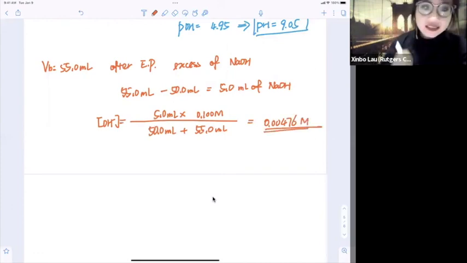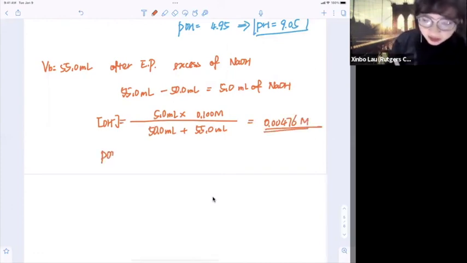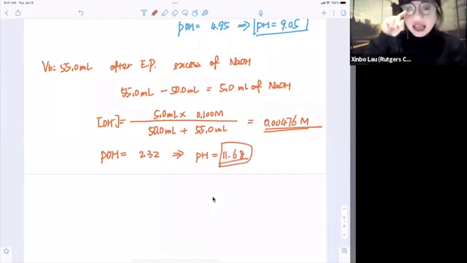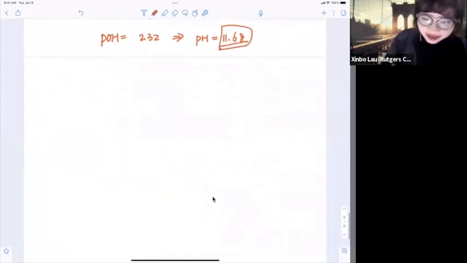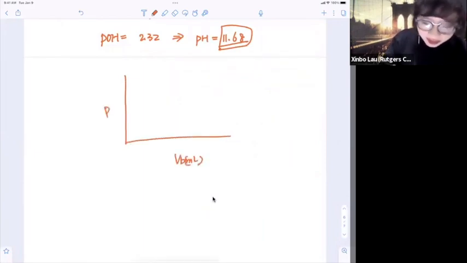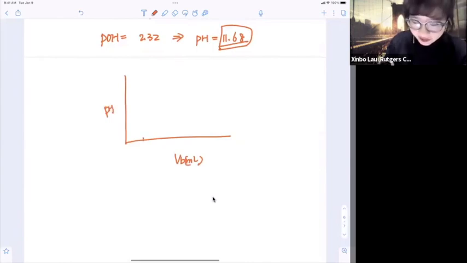Okay, so then this concentration of hydroxide, of course, we can calculate POH 2.32, and using 14 minus POH, then we get 11.68. Okay, so then that's after equivalence point, and then after all of this, we should be able to do this titration curve, right? VP is ml, then the pH, of course, as I said, for our assessment, right? So as long as you give me how it's supposed to look like, that would be good.